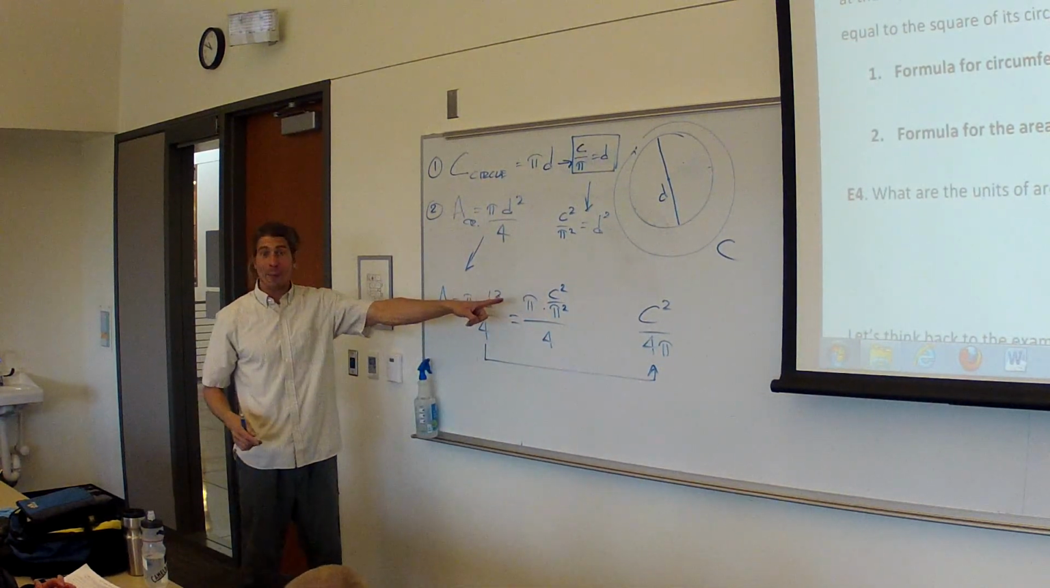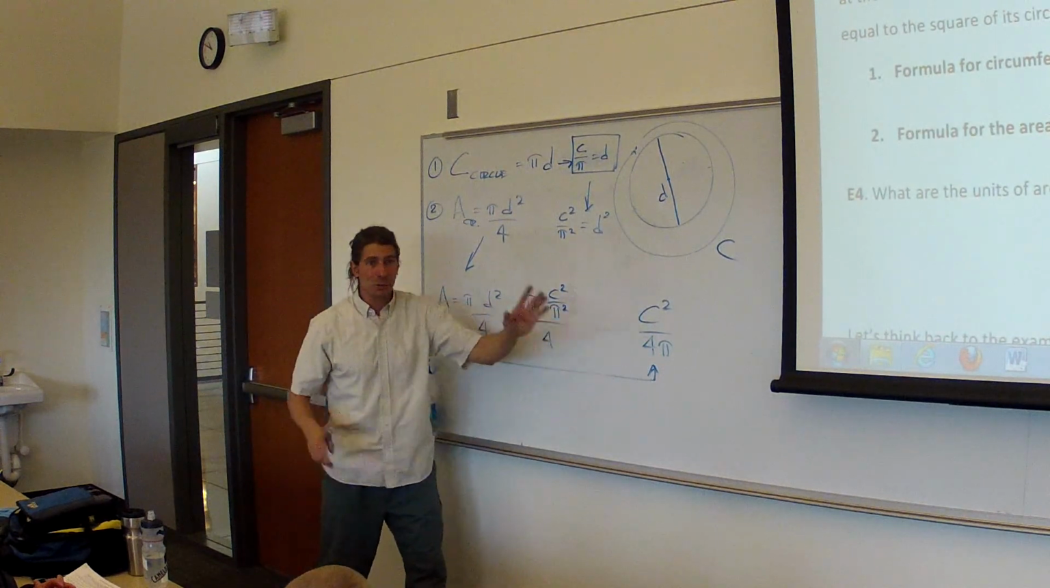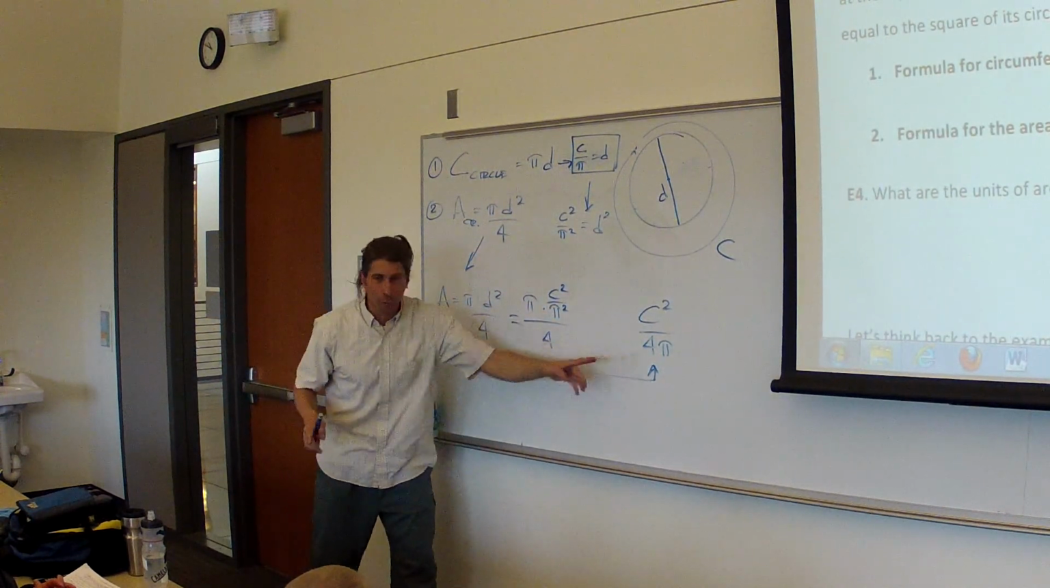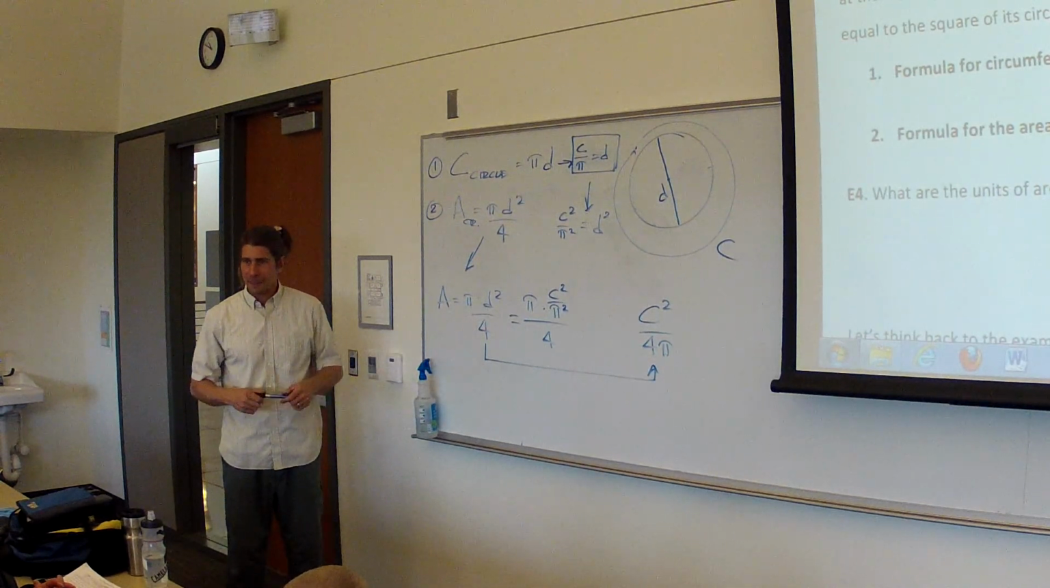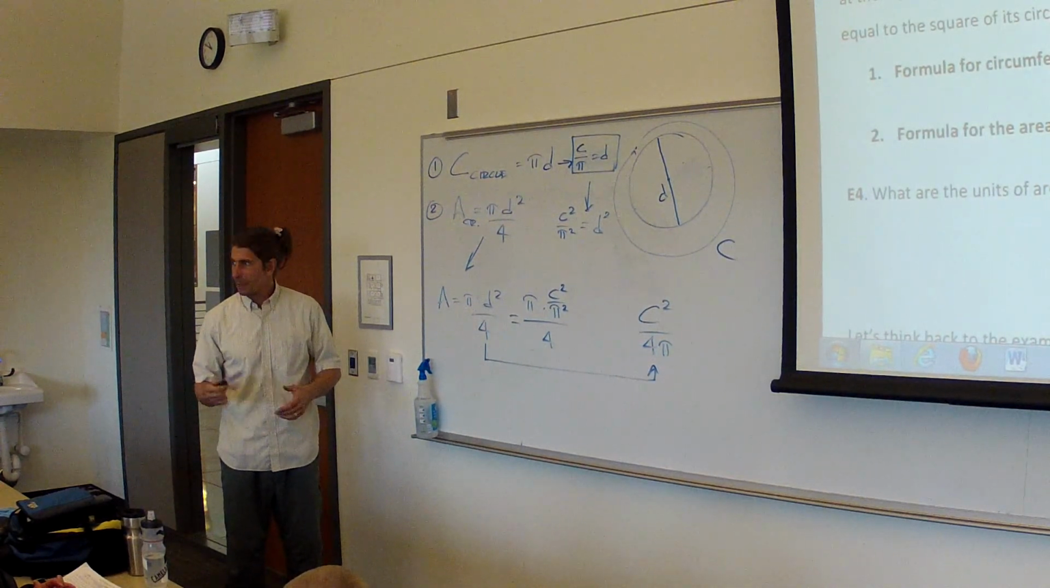I got my C squared, I'm happy. Got my 4, happy. I got way too many pies, though. Way too many pies. We clean up some pies. What do you think? Mathematically.